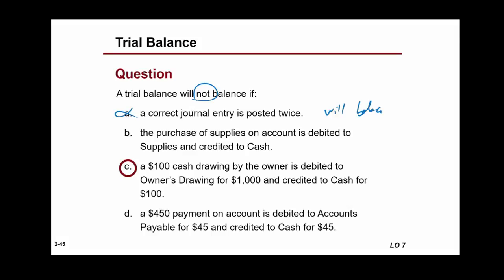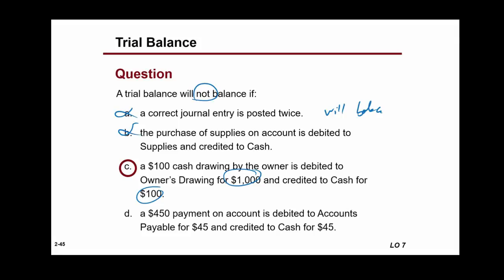You did debit and credit the same amounts, however, they went on to a different account, right? So this one is also not correct. $100 cash drawing by the owner is debited to owner's drawing for $1,000 and credited to cash for $100. There is a difference between the numbers that were debited and credited. This is why this one will not balance.